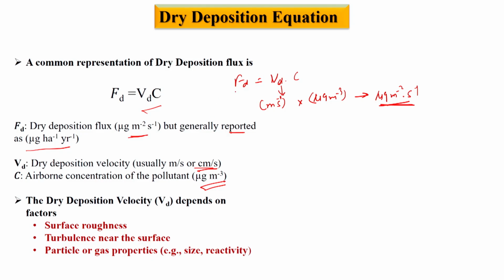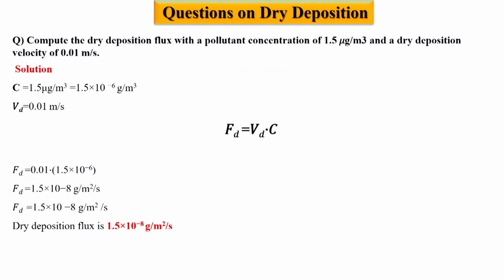And as we know, dry deposition flux is highly dependent on VD, and so this means any change in deposition flux can be affected if there is a change in deposition velocity VD. For example, surface roughness or turbulence near the surface, or particle or gas properties such as size and reactivity. So these are the processes that can affect your dry deposition.